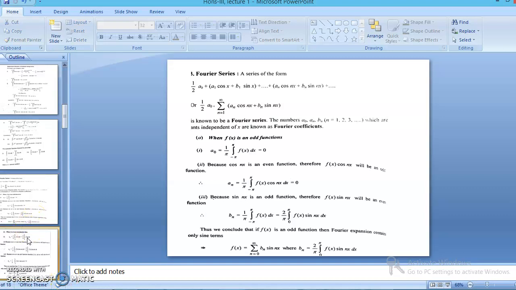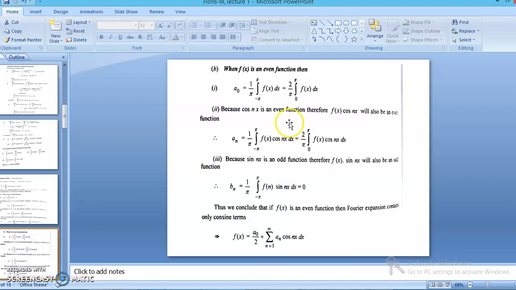Next one is the case when fx is an even function. In case of even function, the value of a naught is equal to this integral. We can calculate this value by substituting the value of the function fx. As cos is an even function, so this function is also an even function, so the value of the Fourier coefficient an comes out to be equal to this term.